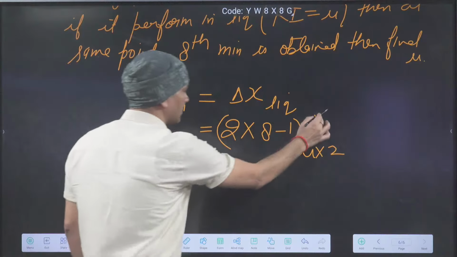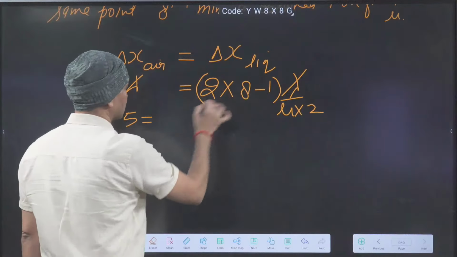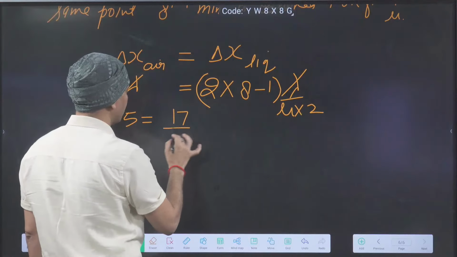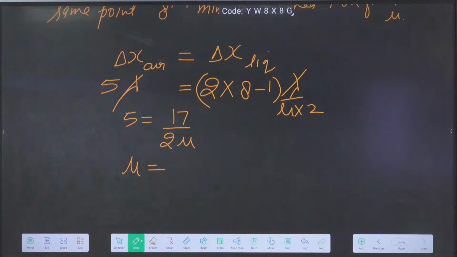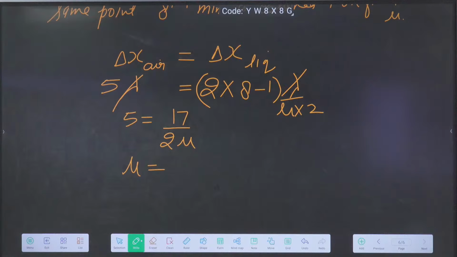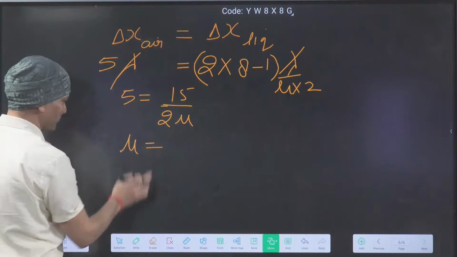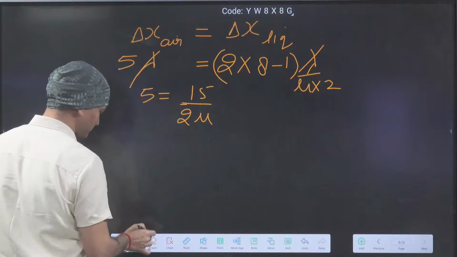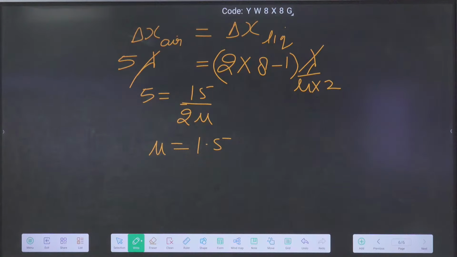Now lambda and lambda cancel out. Then what we got? 5 is equal to (2 into 8 minus 1), that is 15, by 2 mu. So what is the mu here? Somebody is saying 1.5. Sorry, 8 into 2, 16 minus 1, is 15. Then you will get mu is equal to 1.5. Okay, mu is equal to 1.5.